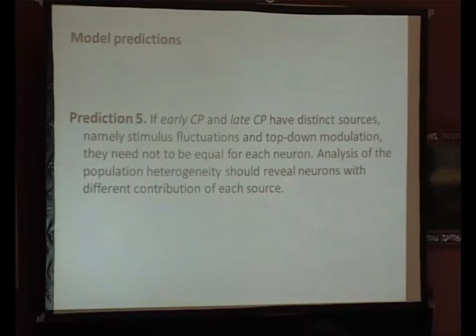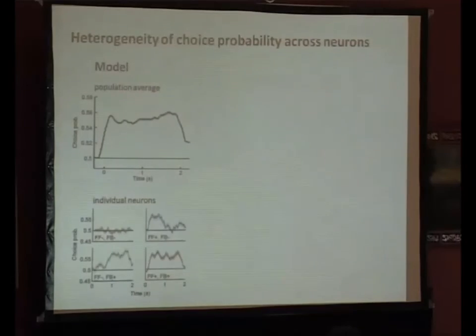So the last prediction concerns the heterogeneity of neurons. Once we believe that there is an early and a late component of choice probability, there is no reason to believe that all the neurons show exactly the same time course, right? So there might be neurons that are more afferently driven, so they show more the effect of the stimulus, and other neurons that receive more the top-down signal, or just show more of this effect. So again, if you look at this heterogeneity in the data, then it should reflect contributions of these two sources.